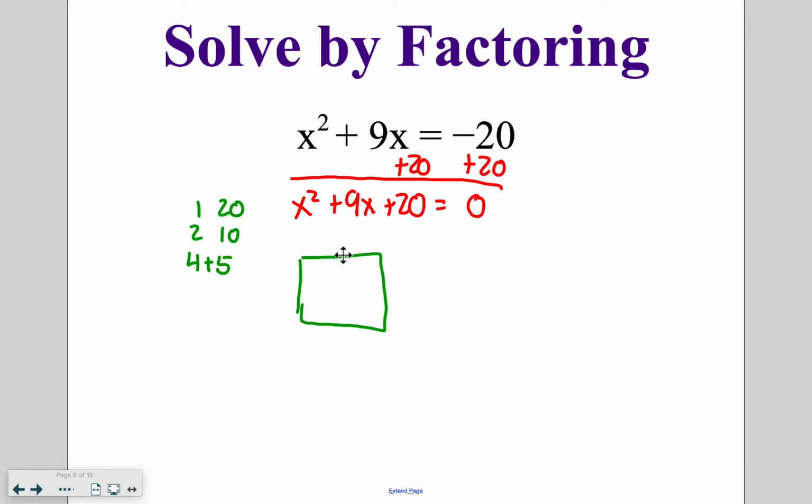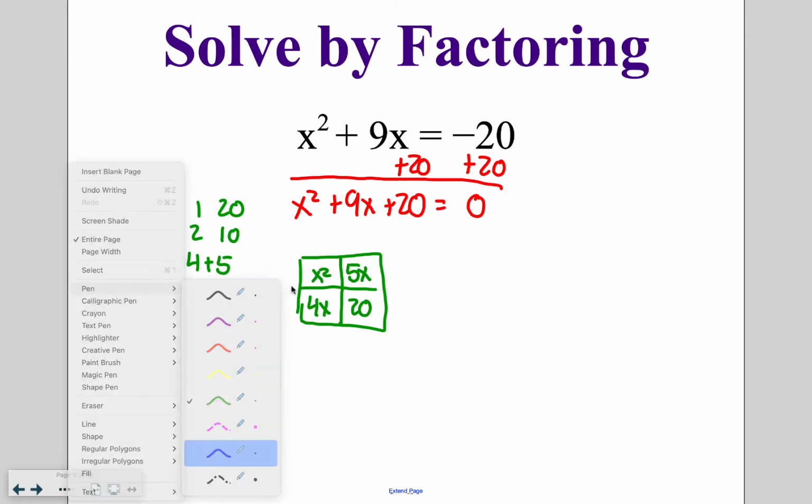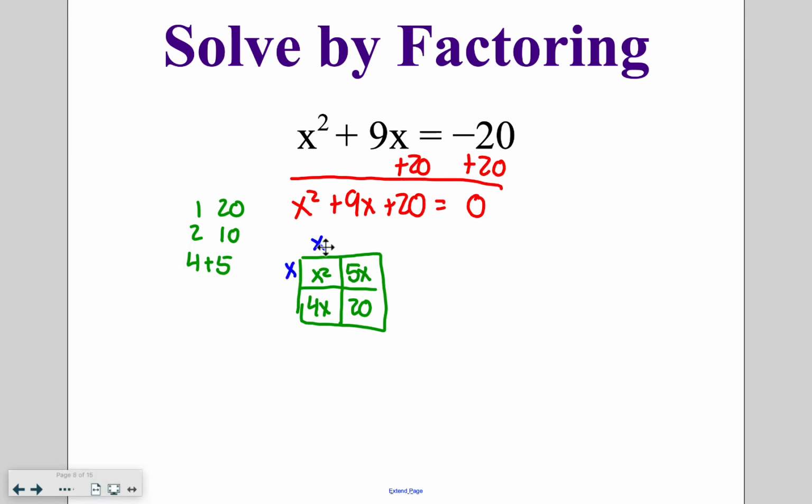Putting that into my box now, I've got my top left is x squared. My bottom right is 20. My first factor is 4x. Second factor is 5x. The piece that x squared and 4x have in common is just an x. So the side is going to be x times x to get x squared, 4 times x to get 4x, x times 5 to get 5x, and 4 times 5 is 20. So my two factors are x plus 5 and x plus 4, and we want that to equal 0.